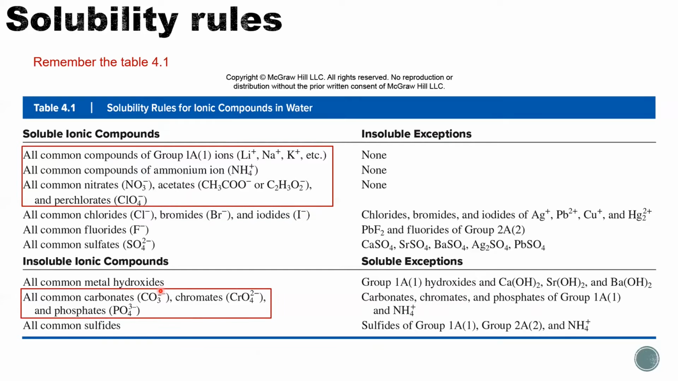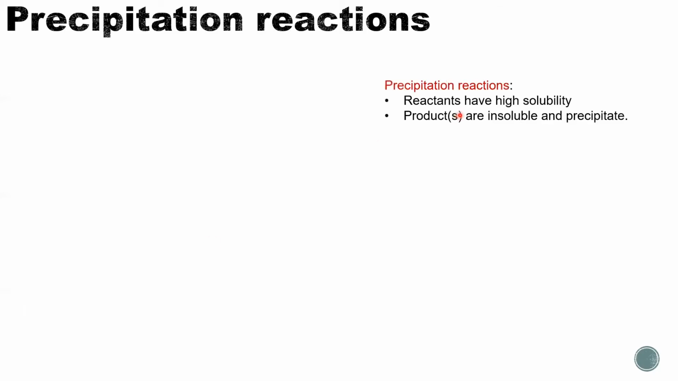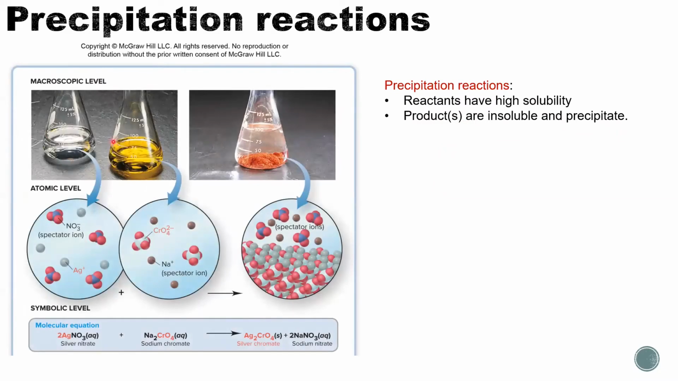After we know the solubility rules, remember when we mix two things, like two chemicals in water solution or other solutions, reactions may occur. One type of reaction is called a precipitation reaction. Telling from the name, in precipitation reactions the reactants have high solubility, while at least one of the products is insoluble and precipitates. For example, if we mix two solutions together, one is silver nitrate, the other is sodium chromate.